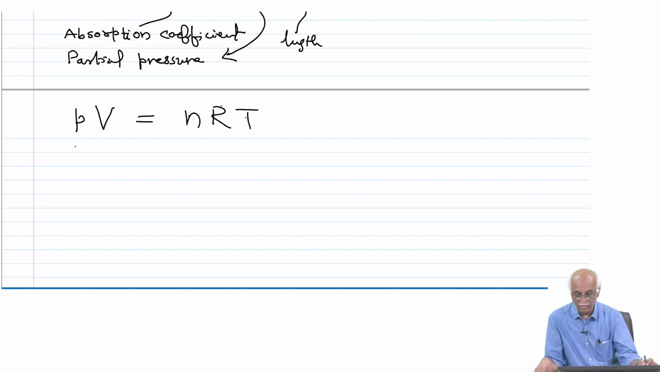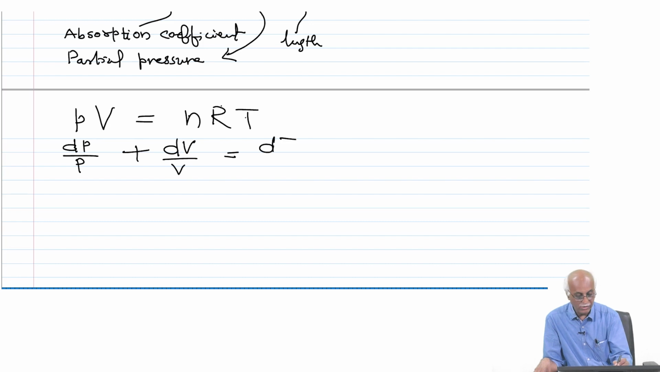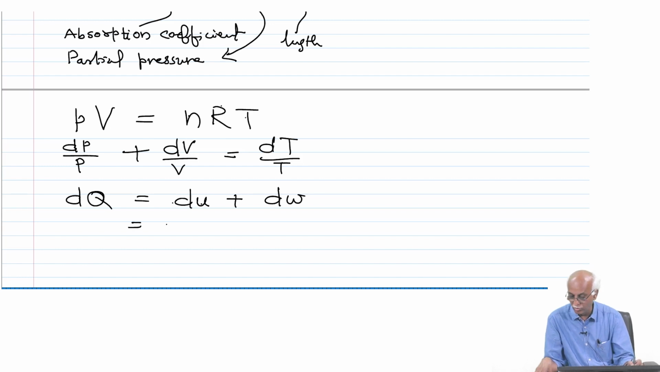So, we can represent it by dP by P plus dV by V equal to dT by T, based on differentiation. The change in temperature can be derived from the first law of thermodynamics: the change in internal energy plus the external work done is equal to n Cv dT plus P dV.